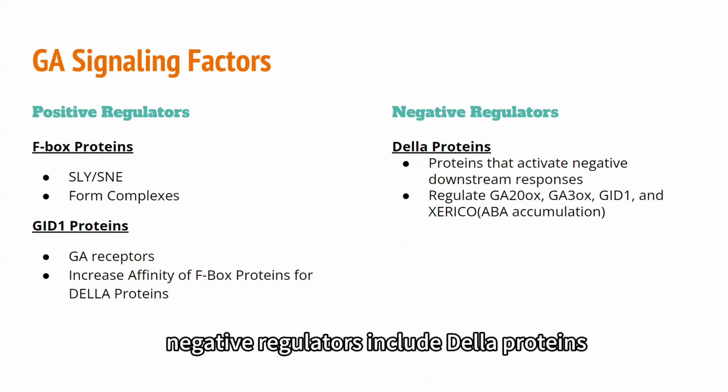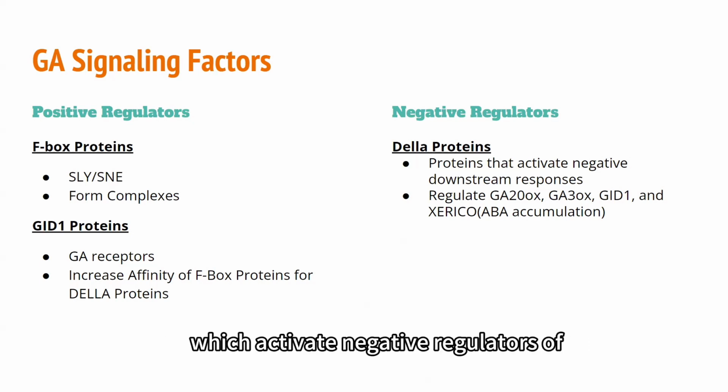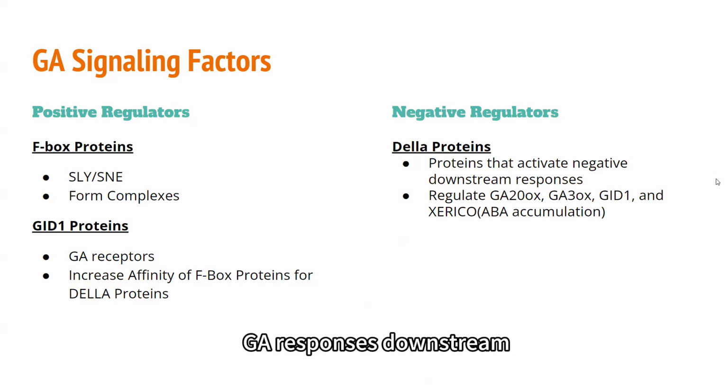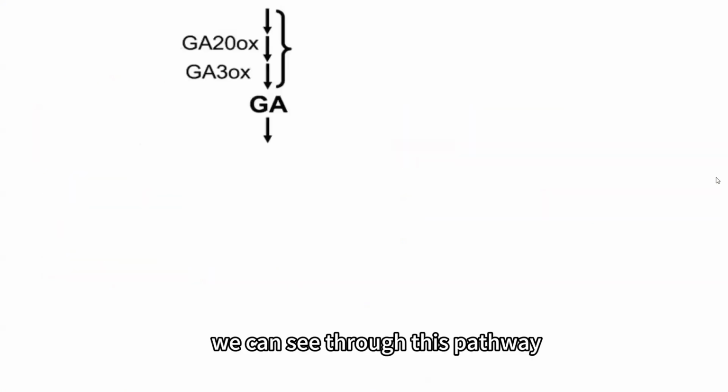Negative regulators include DELLA proteins, which activate negative regulators of GA responses downstream and also regulate upstream factors. We can see through this pathway, upon the activation of GA by GA20 oxidase and GA3 oxidase, the GA receptor GID1 is able to now target the DELLA proteins.